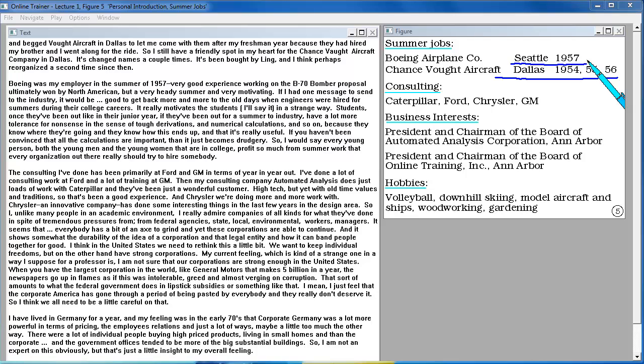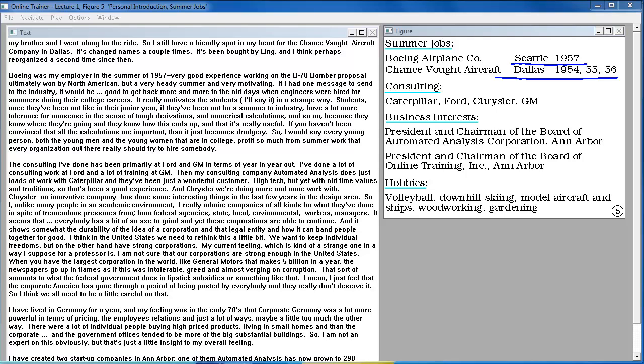Boeing was my employer in summer of 1957. Very good experience working on the B-70 bomber proposal, ultimately won by North American, but a very heady summer and very motivating. If I had one message to send to the industry, it would be that it would be good to get back more and more to the old days when engineers were hired for summers during their college careers. It really motivates the students.